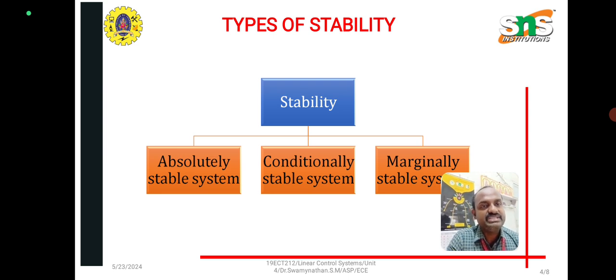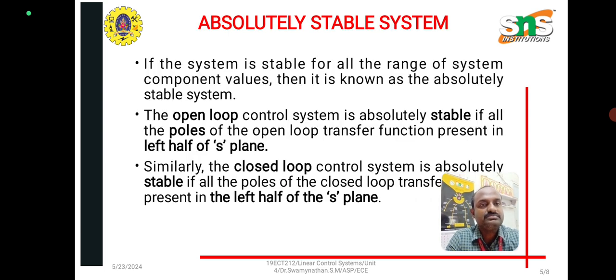The stability is further divided into three types. One is the absolutely stable system, another is the conditionally stable system, and the third is the marginally stable system. An absolutely stable system means the system is stable for all the range of the system component values, and then it is known as an absolutely stable system.